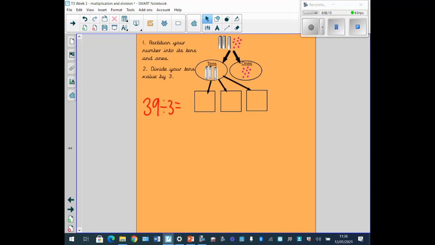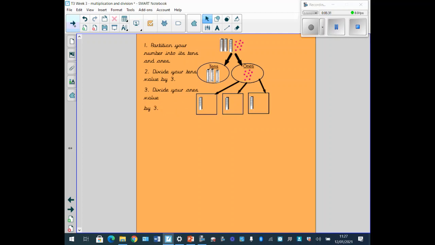How did you get on? Could you share your 10s out equally? Let's have a go here. Put one 10 into this group, another 10 into this group, and another 10 into that group. Okay, well done. Next, we're going to share our 1s by 3. So pause the video here. See if you can now share your 1s into the same groups that you shared your 10s into. Pause the video, have a go at that.